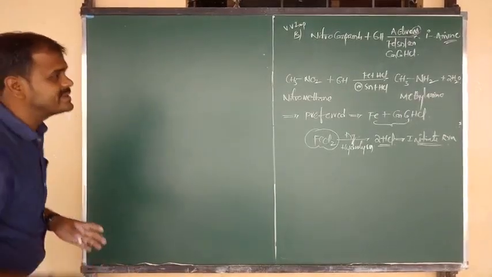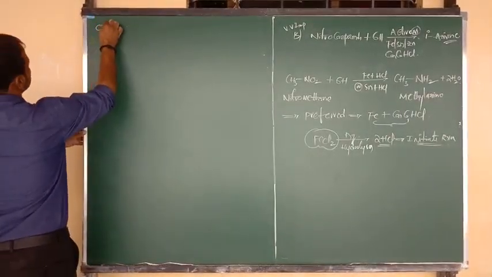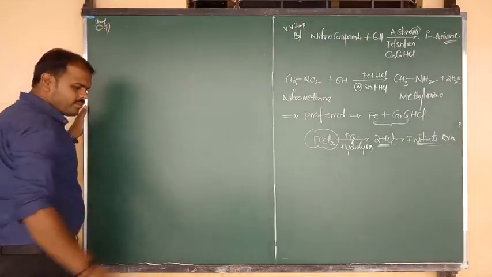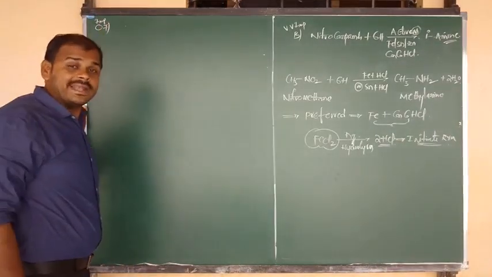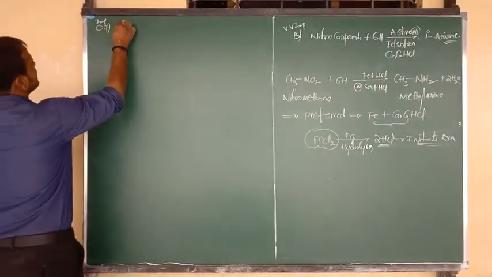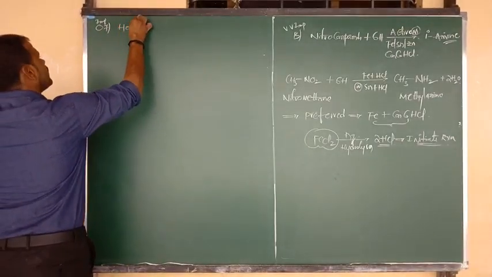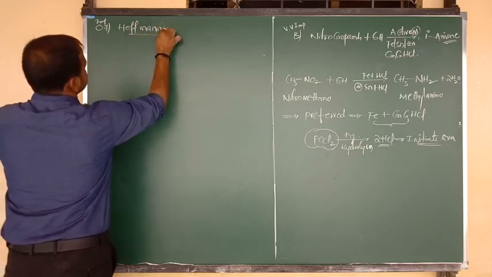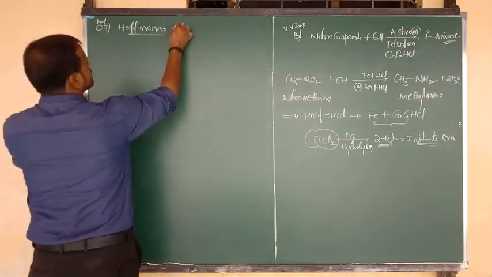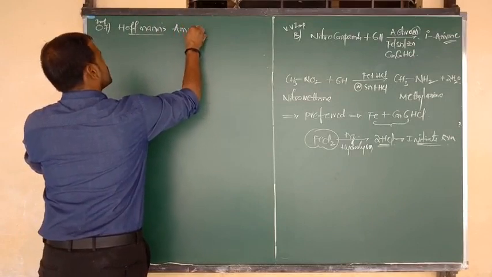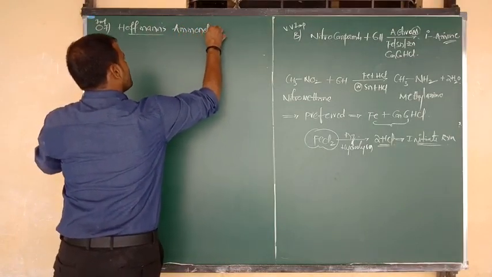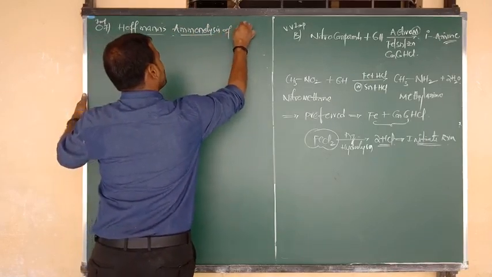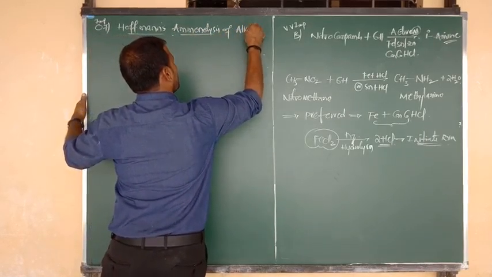Which method are we going to discuss? Ammonolysis. Method number 7, of course an important reaction. This is the ammonolysis method given by the scientist Hoffman. So we can write Hoffman's ammonolysis of alkyl halides.